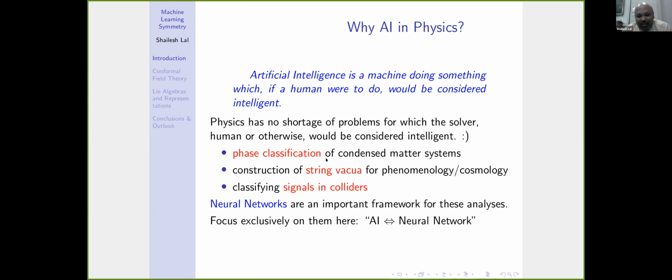There's phase classification in condensed matter systems or in general quantum field theories, constructing string vacua for, say, phenomenology or cosmology, or classifying signals in colliders. And in all of these, neural networks are an important framework for these analyses, and I'm going to focus on them exclusively here. So when I talk about AI, I'm not going to talk about, say, decision trees or support vector machines or anything like that. I'll exclusively be talking about neural networks.